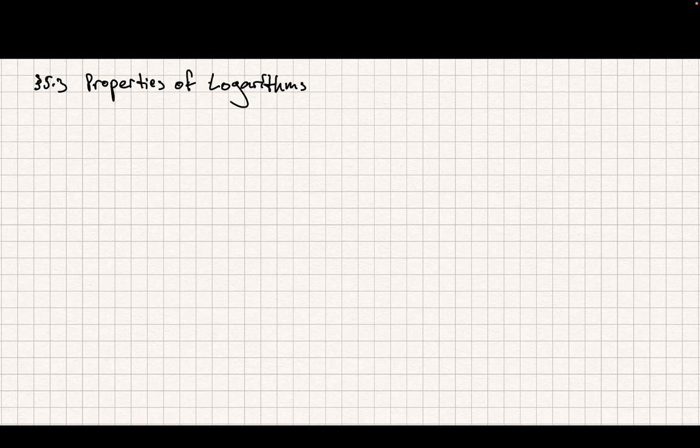Before we talk about logs, can you tell me everything you know about properties of exponential functions? Sorry, I was on top. Properties of exponents. Let's think about what we know.